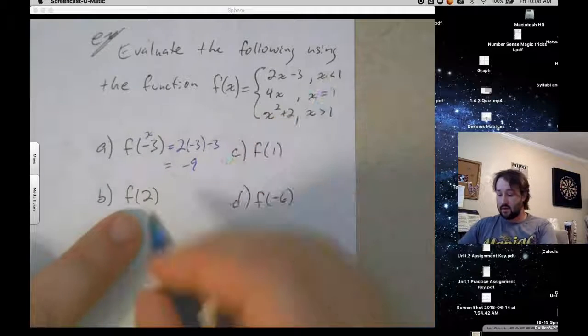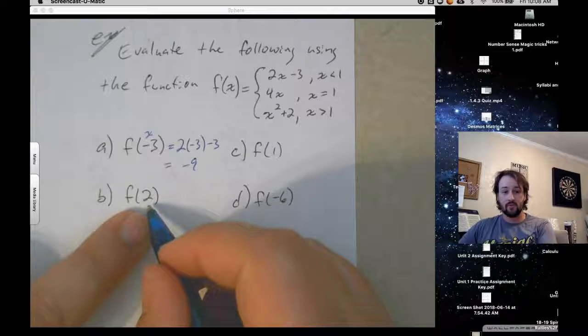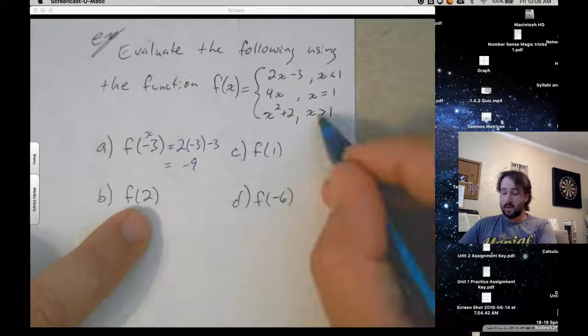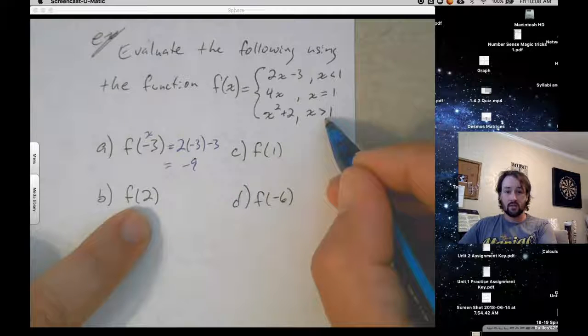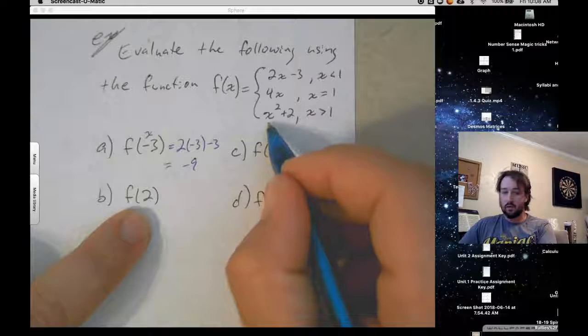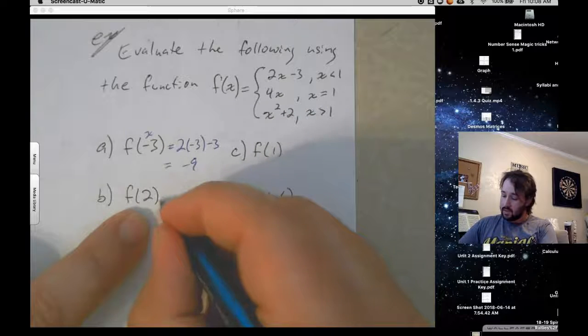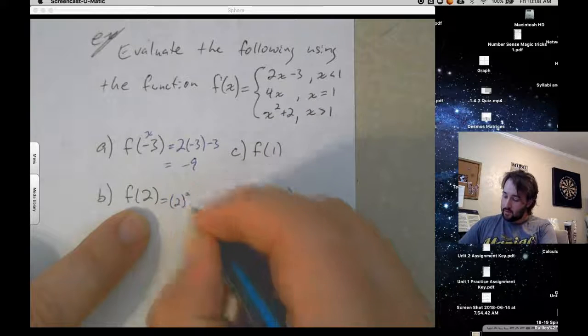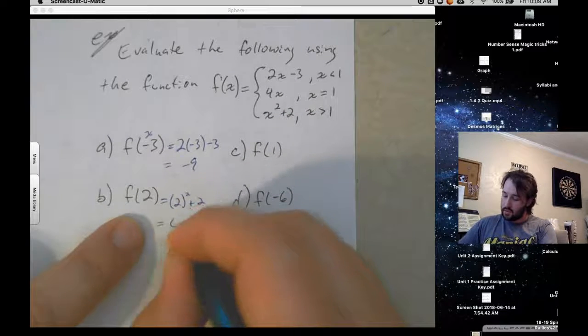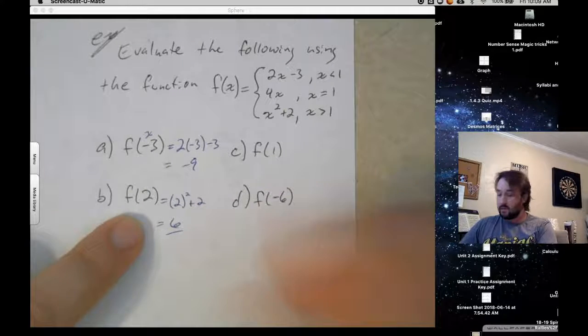Moving on. If we have f of 2, think about where the x value 2 fits into my equations. I know that 2 is greater than 1. Since 2 is greater than 1, I only use this equation. So I'm going to say 2 squared plus 2, which would be 6. There's my value.